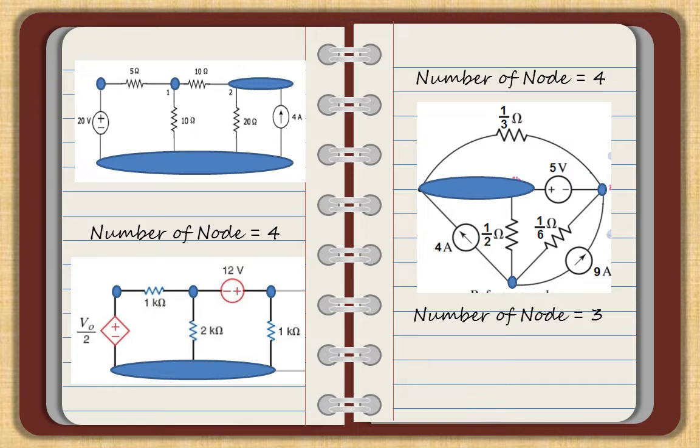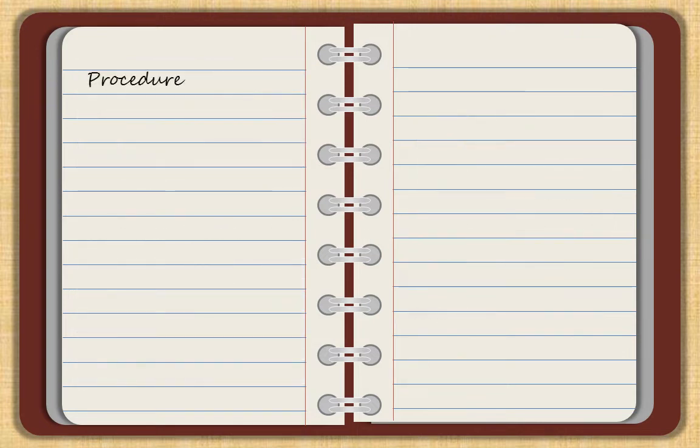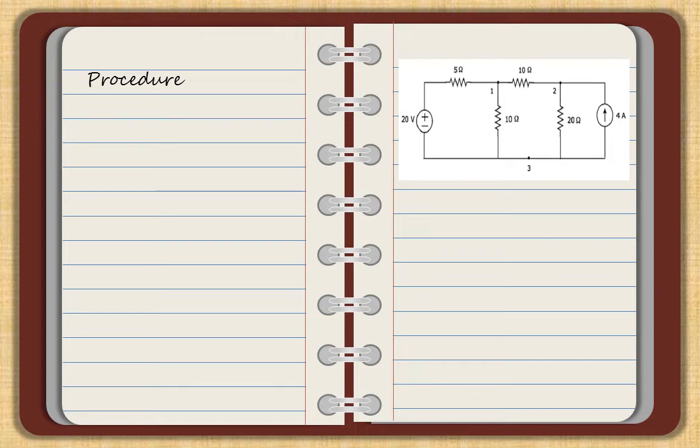So the last thing is I'll give you some procedure that I personally follow to be able to use nodal analysis. Here is a simple circuit so that I can show you how to use the procedure or the method in using nodal analysis. So first, we label the elements in the circuit.